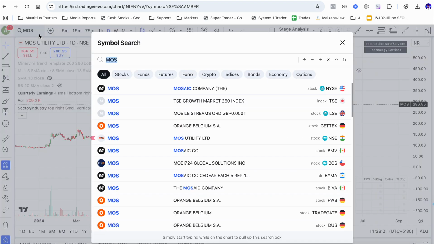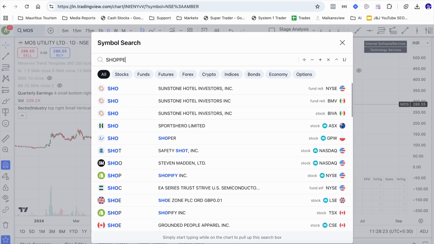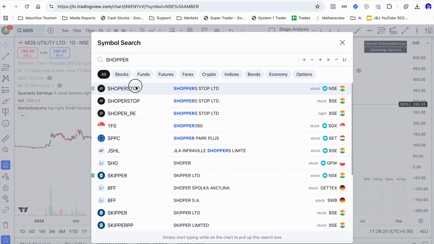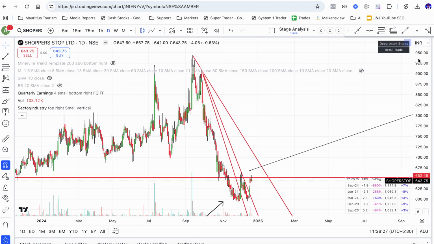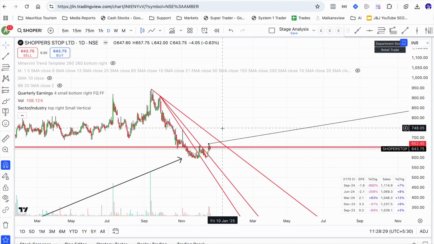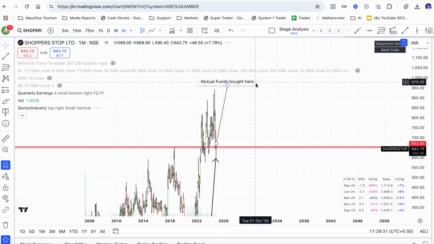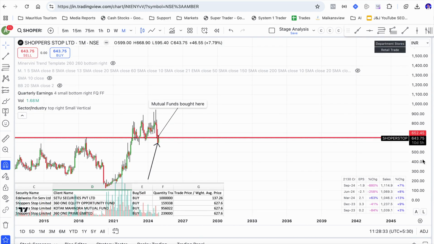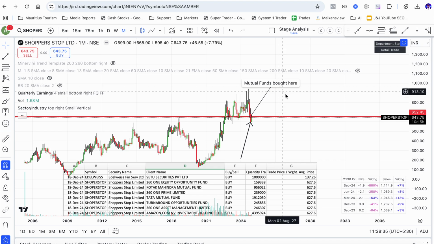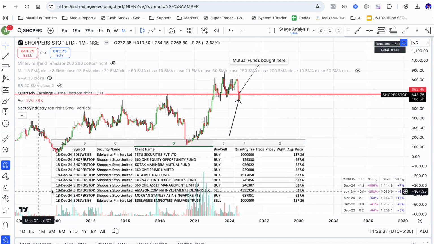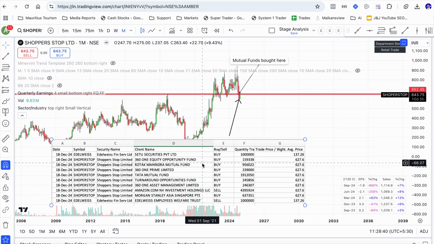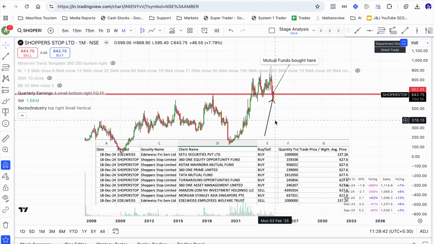So for example, you had seen Shopper Stop, which I had given you an example of before, right? If I look at Shopper Stop, it will maintain all the data inside, even if it's an image. So you can see over here, mutual funds bought here, they bought on 18 December. I've kept a track. My table has already come back, so I have my table also.